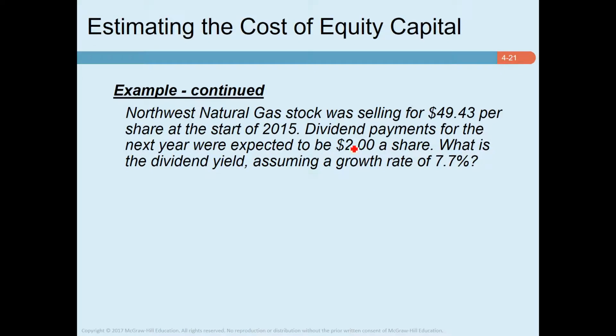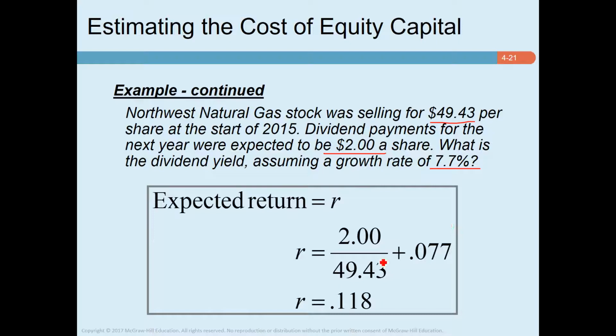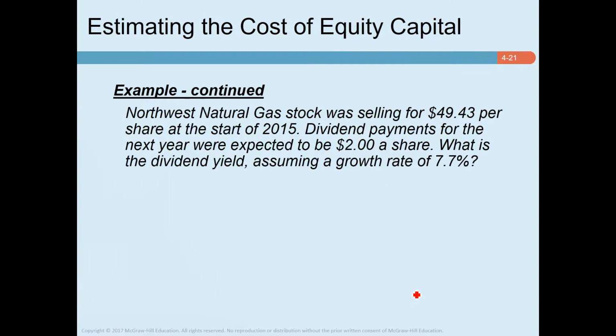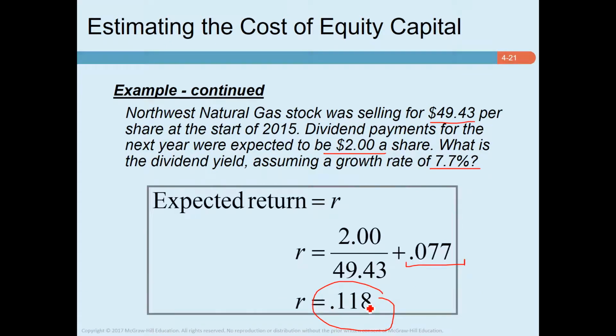So look at this example. Northwest Natural Gas, we have the same example, current price $49.43. This is the expected dividend. Now we have a growth rate of 7.7%. So this is dividend divided by current price, and you can see that growth rate is here. So now the expected return is 11.8%. You can remember our previous expected return was 4.1%. Now it is 11.8%. So this additional expected return comes from this expectation about the growth rate of dividends.